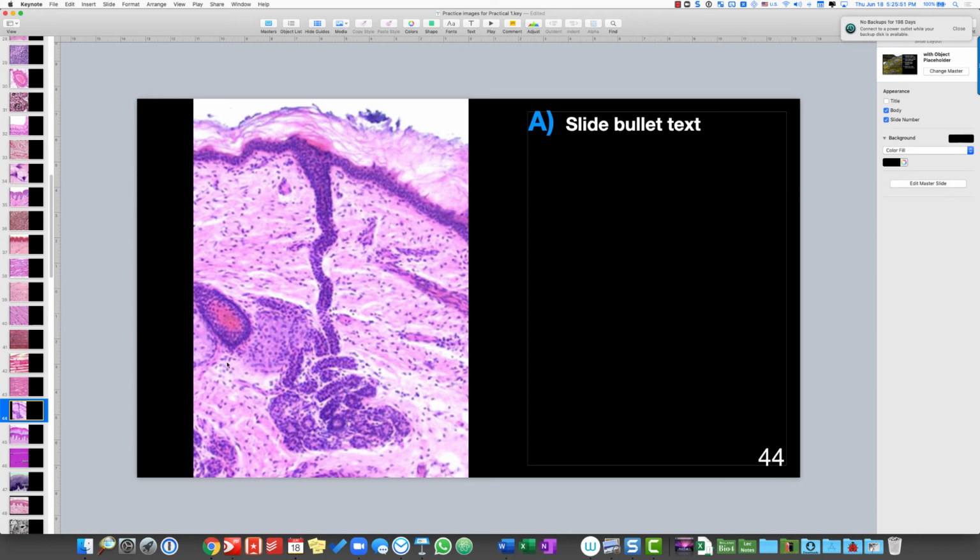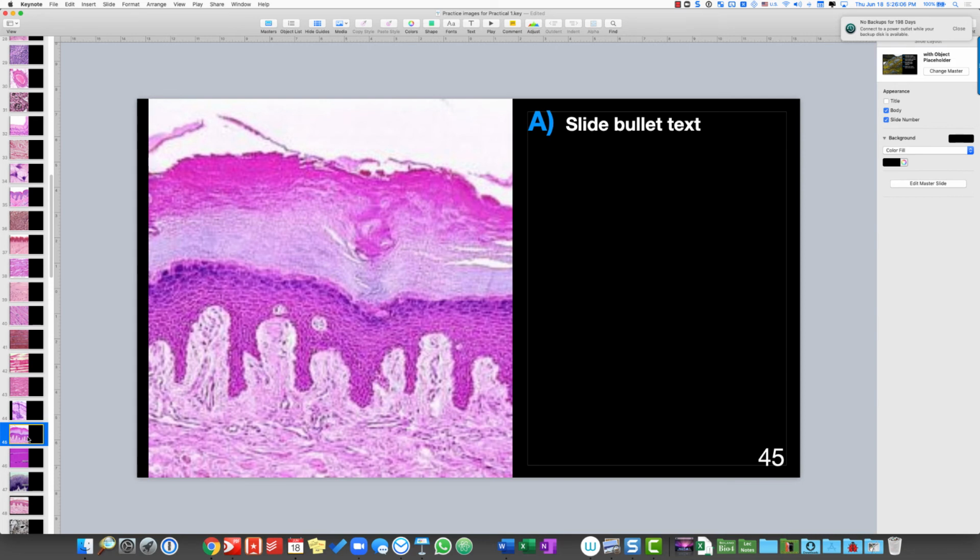And you can see that in contrast to sebaceous gland, which empties into the hair follicle, here the eccrine gland empties directly onto the skin surface. Out and onto the skin surface. This is thick skin, the thick stratum corneum.